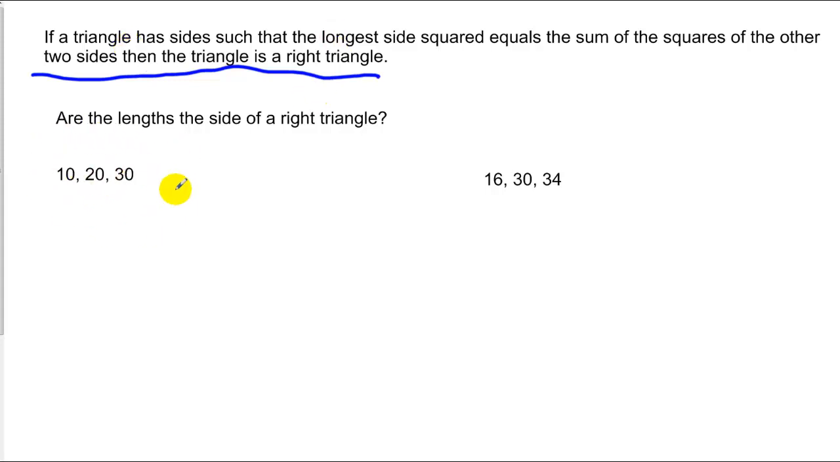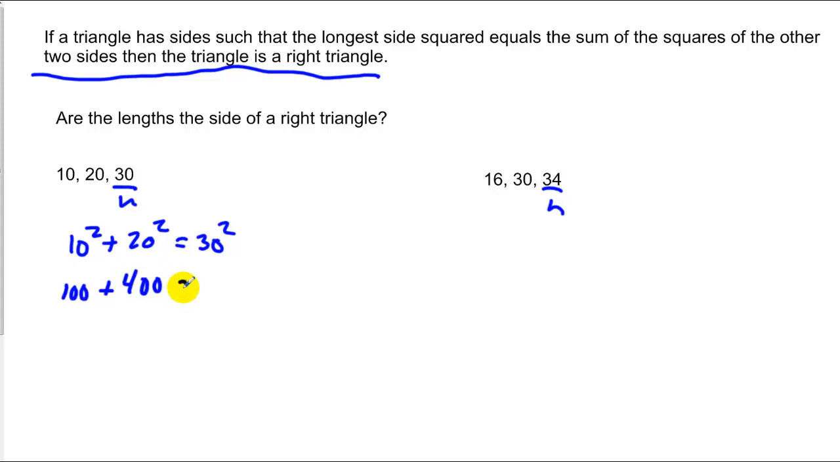Now, I'm giving you some numbers here, and I want to know if these are sides of a right triangle. It's always true that the hypotenuse will be the longest side, so we're going to say this is our h. If it's a right triangle, then the Pythagorean theorem will work. So 10 squared plus 20 squared should equal 30 squared. Well, let's find out. 10 squared is 100. 20 squared is 400. And 30 squared is 900. Notice 100 plus 400 does not equal 900. Therefore, this is not a right triangle.